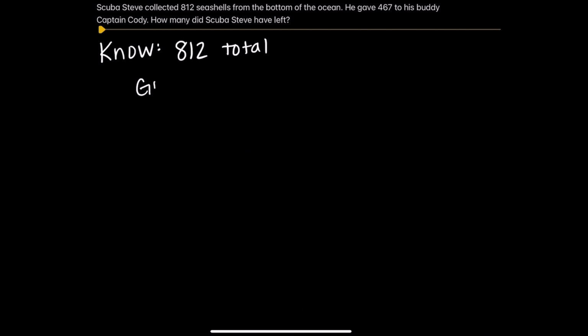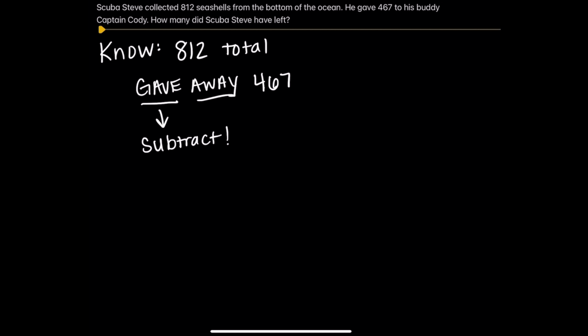And then we also know that he gave away 467 to Cody. And I'm writing gave away in all capitals because that's going to tell us what operation we need to solve this problem. That operation is subtraction. Okay, and then what we don't know is how many he has left.